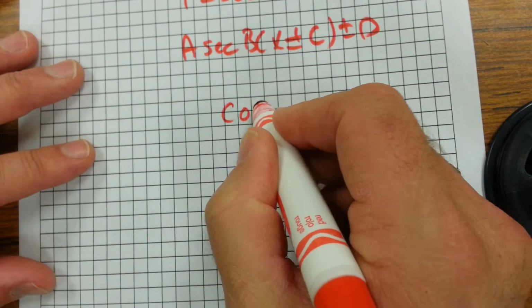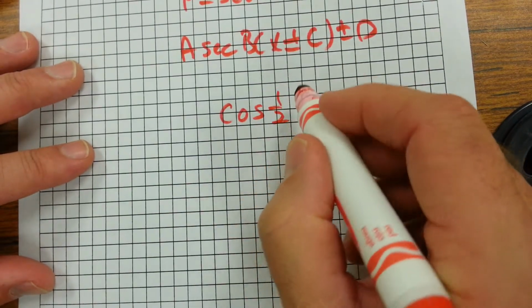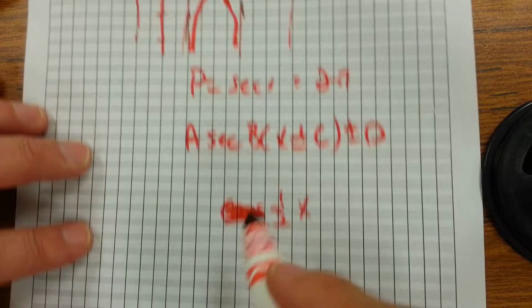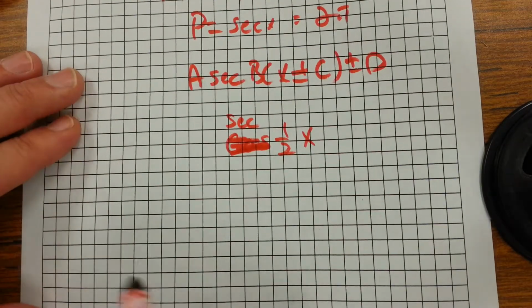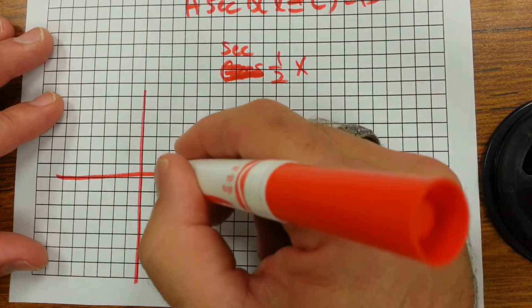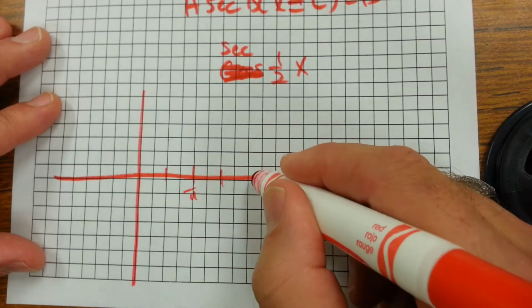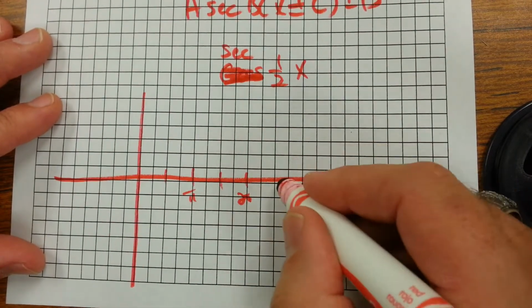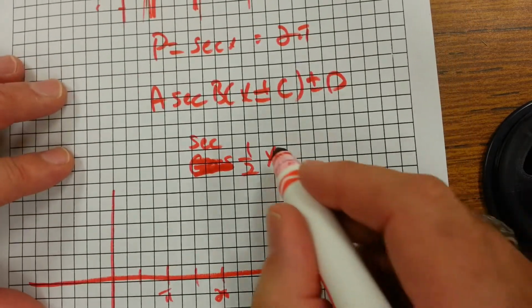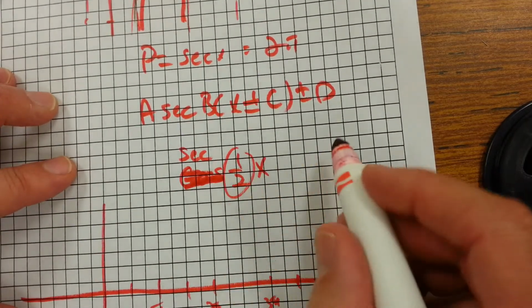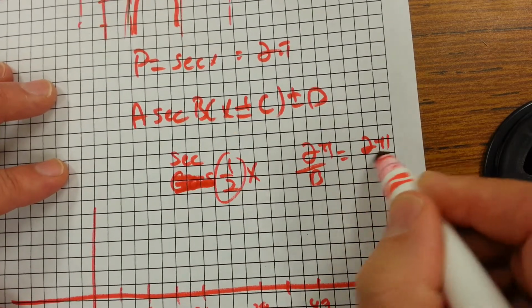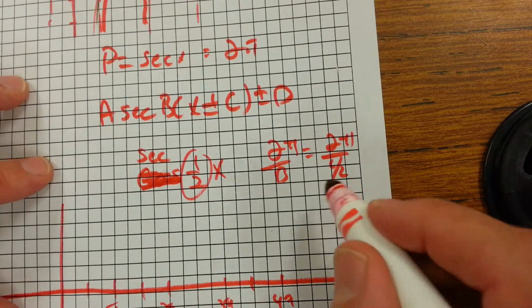Let's take a look at that real quick. Let's do secant of 1/2 x. As I graph this, pi, 2 pi, 3 pi, 4 pi. B is 1/2. My period for secant is still 2 pi over B. 2 pi over 1/2 is 4 pi.